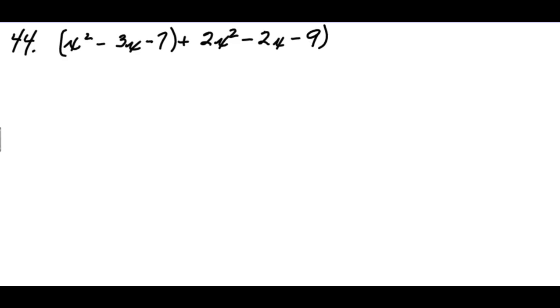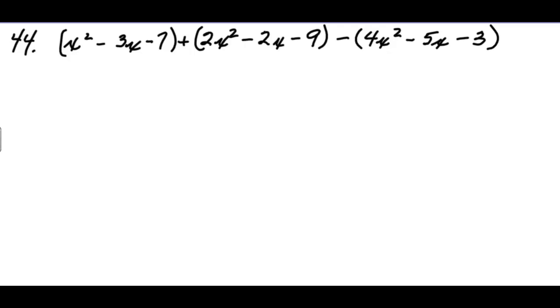So what we're going to do is rewrite this. We're going to take our x squared minus 3x minus 7. And to that, since it said sum, we're going to add 2x squared minus 2x minus 9. And then from that combination, we're going to subtract 4x squared minus 5x minus 3.